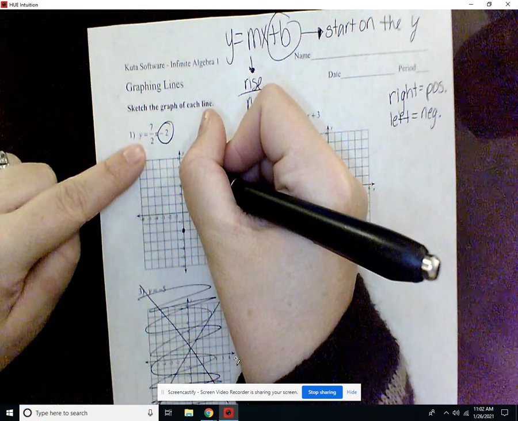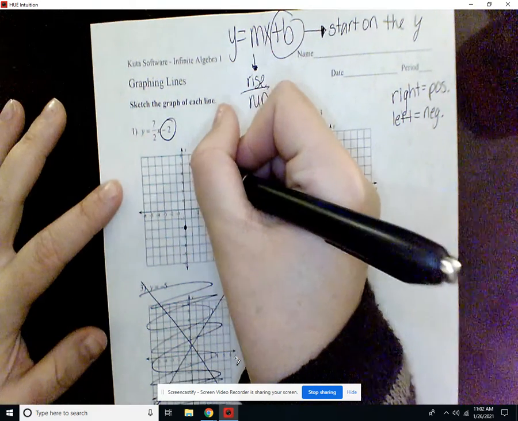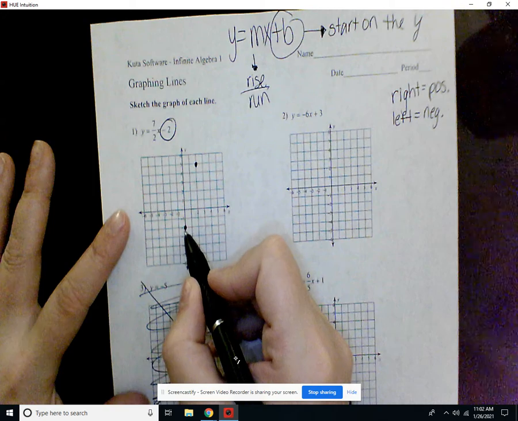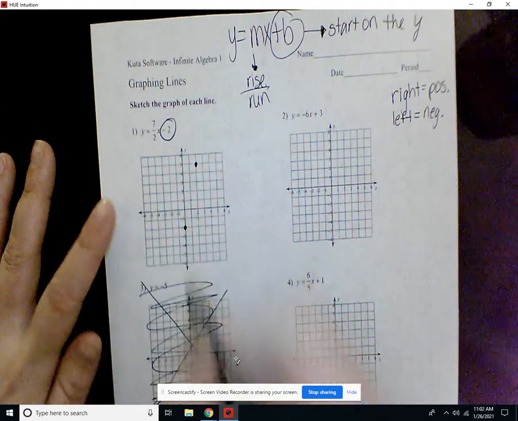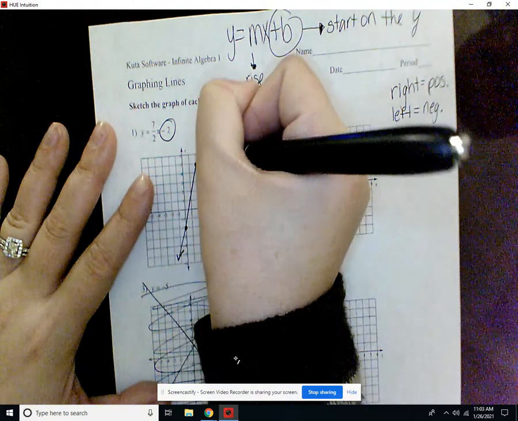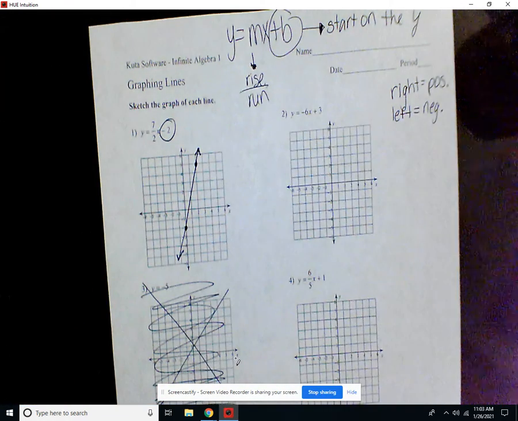And then we're going to run 2. Since the fraction's positive, we're going to go to the right 2 spaces. And then if we do the opposite, go down 7, we're off the page. So we only have 2 dots on this one. So we're going to connect our dots and then put our arrows so that the line is going to continue.